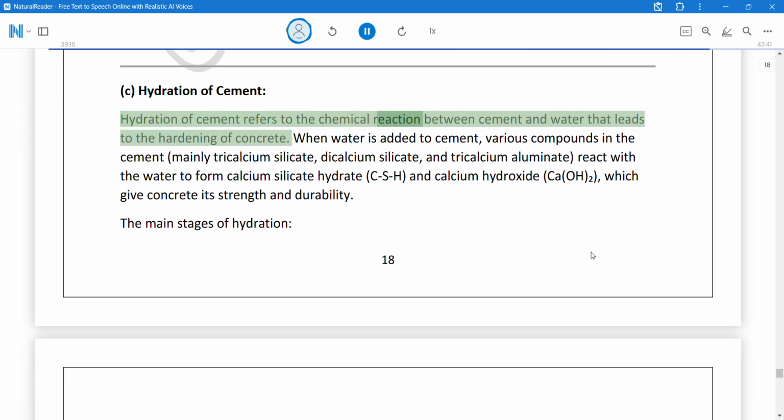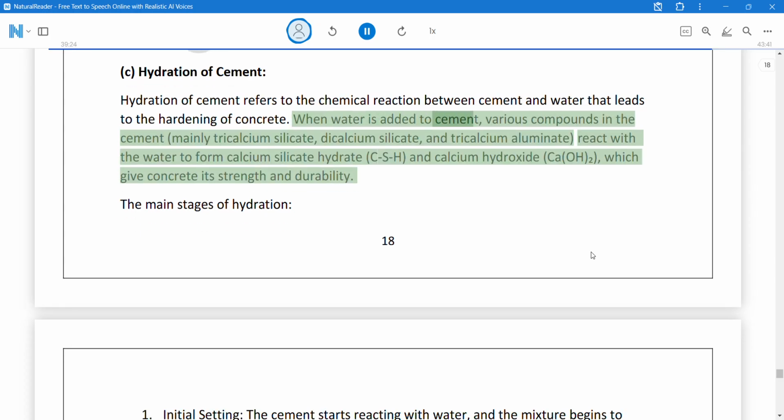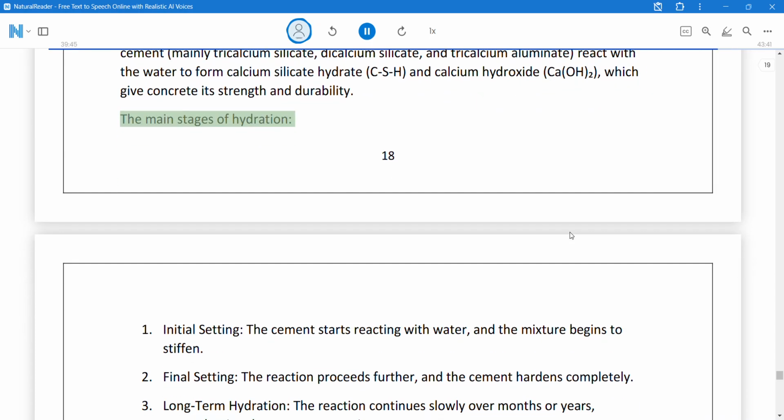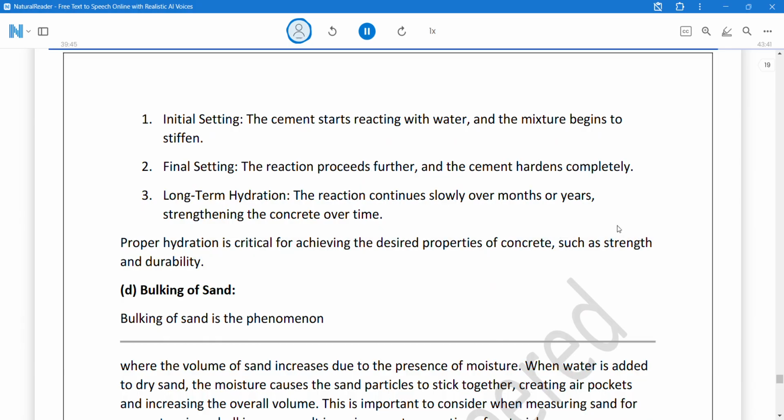Hydration of cement. Hydration of cement refers to the chemical reaction between cement and water that leads to the hardening of concrete. When water is added to cement, various compounds in the cement react with the water to form calcium silicate hydrate and calcium hydroxide, which give concrete its strength and durability. The main stages of hydration.